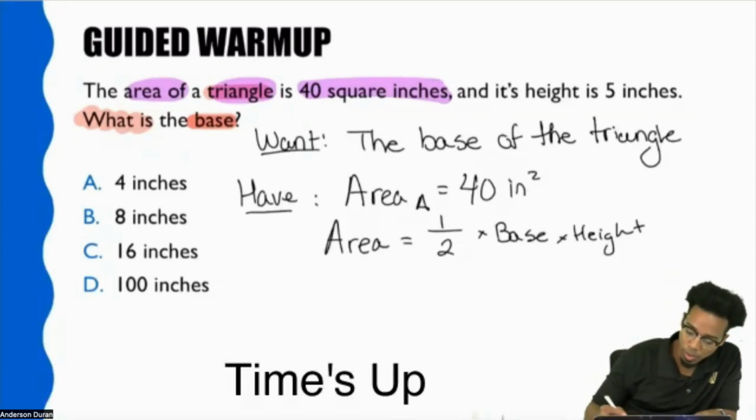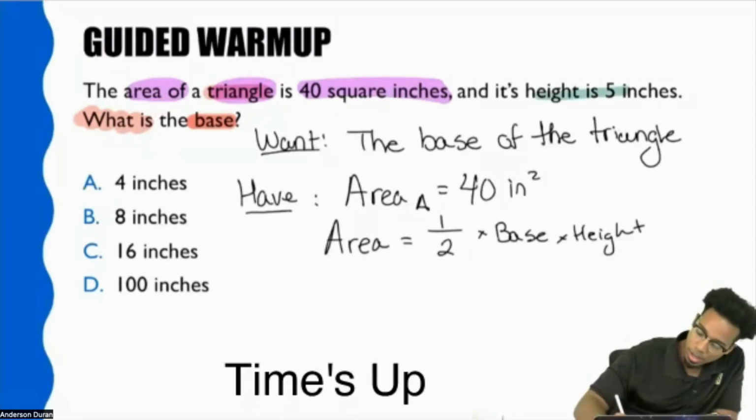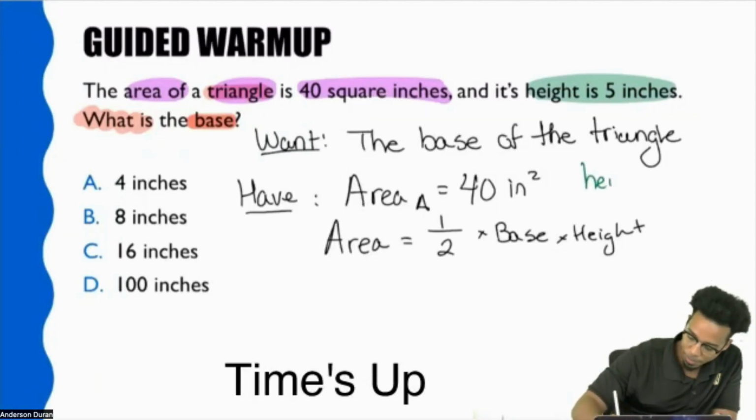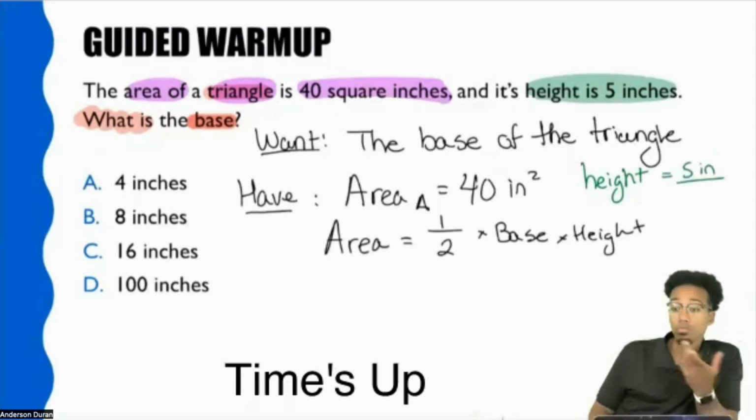So let's fill in what we have here. The last piece of information that I'm going to write, I'll do in green: the height is 5 inches. We definitely want to write that down. Okay, so let's go ahead and set it up.